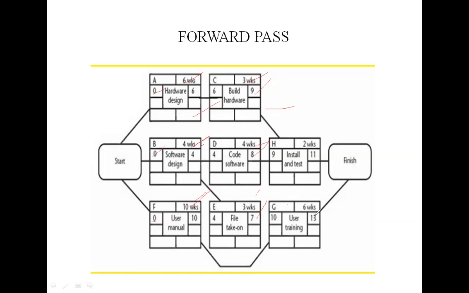Activity G cannot start until both E and F are done. So it will finish at 10 plus 3, 13 weeks. Here 10 plus 3, 13 weeks for G. Similarly, for H, 9 plus 2 is 11. Here 10 plus 3 is 13 weeks. So I think there is a connection between these two. Okay, there is a connection here.